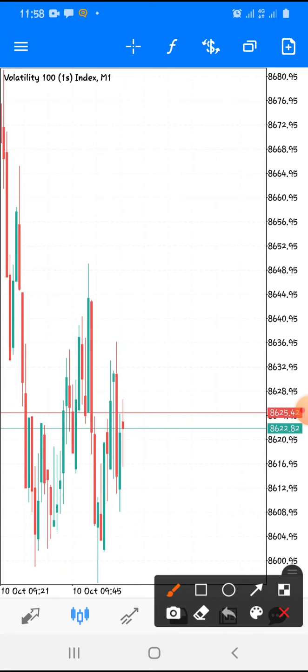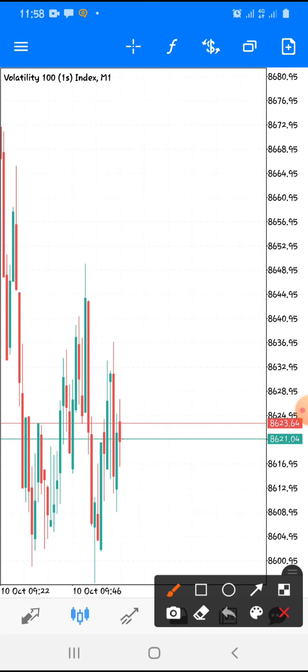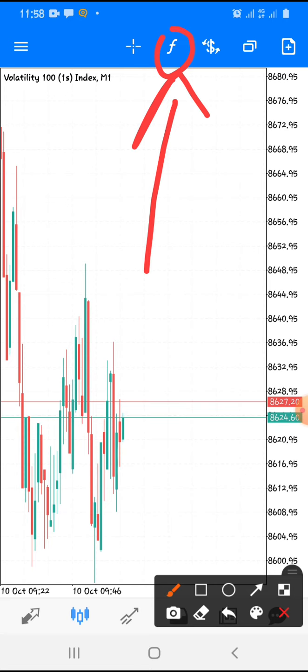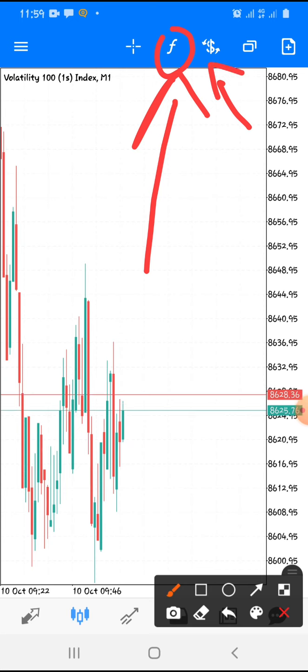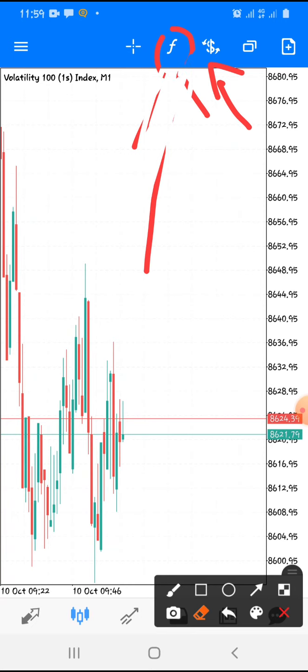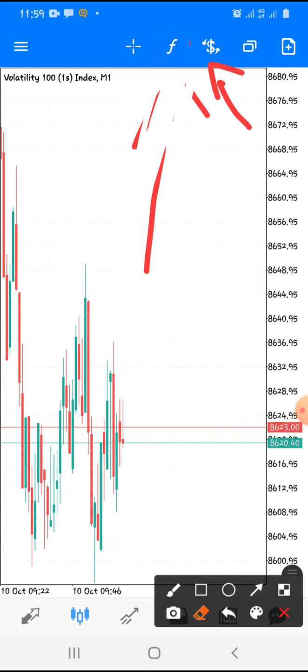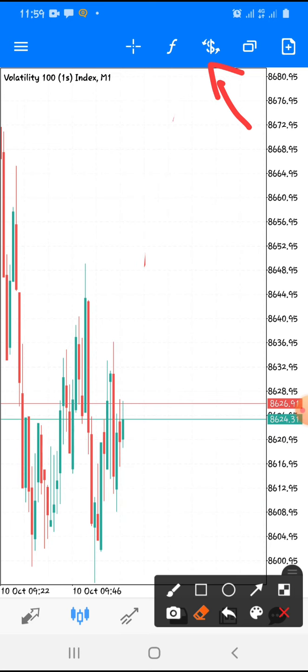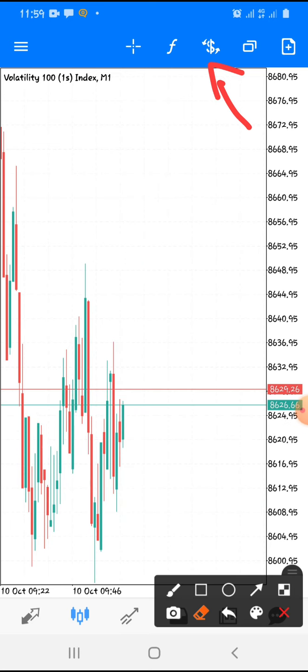Let me first show you the different icons in MetaTrader. I'm currently using my cell phone. You see this icon, this icon is called the frequency. Here is the icon where we will find our commodities or the currency pairs.